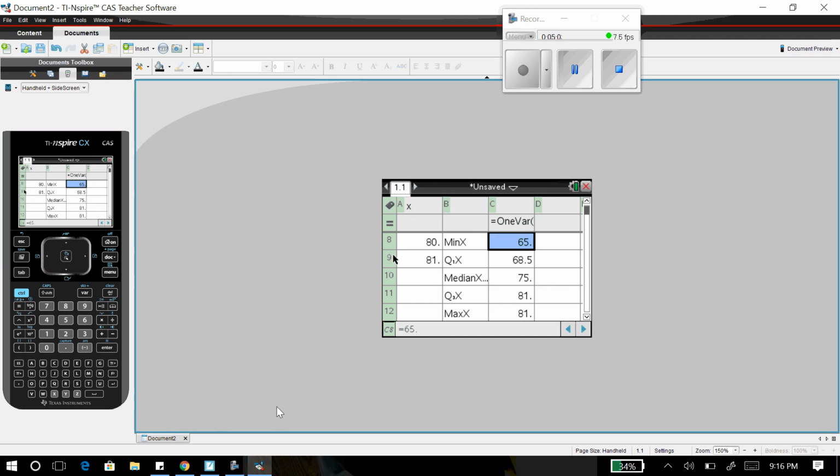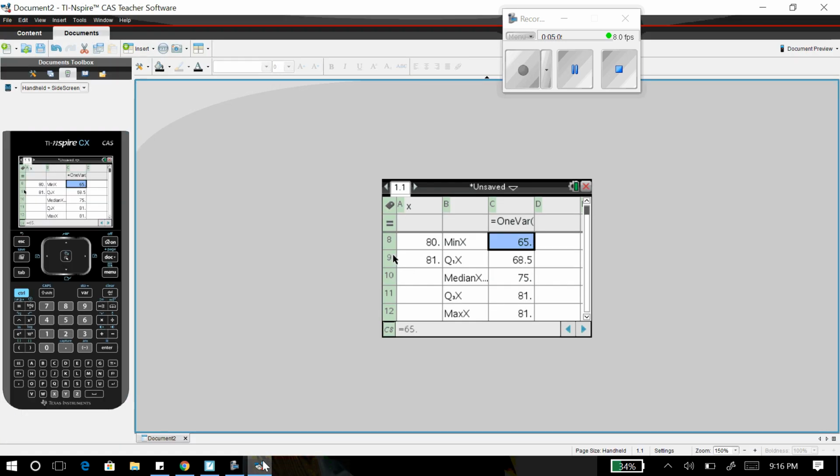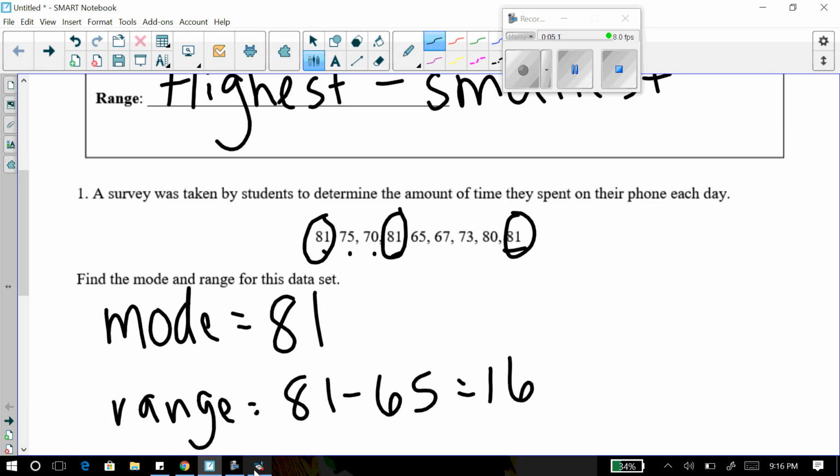All right. So if you are confused and have a tough time figuring out your biggest and your smallest, like I said, put it in your calculator and look at your max and your min, your biggest and your smallest, and subtract them. And that's it for mode and range.